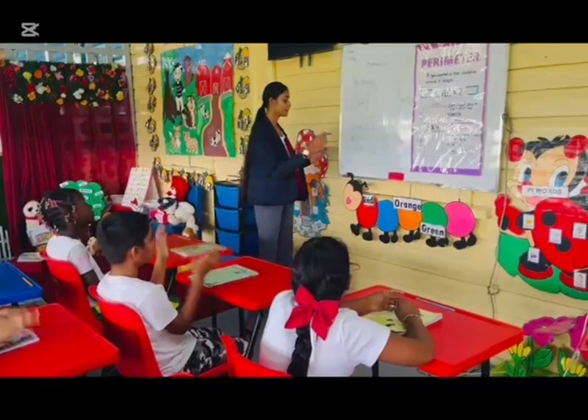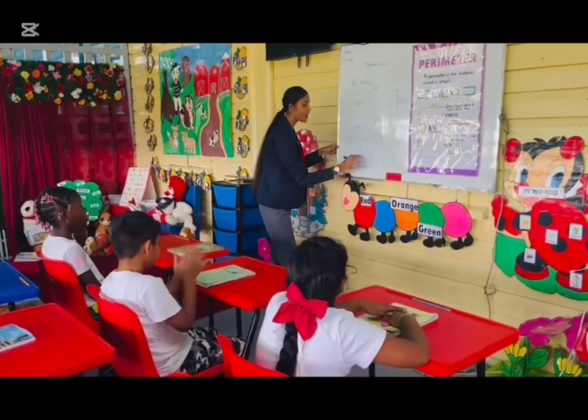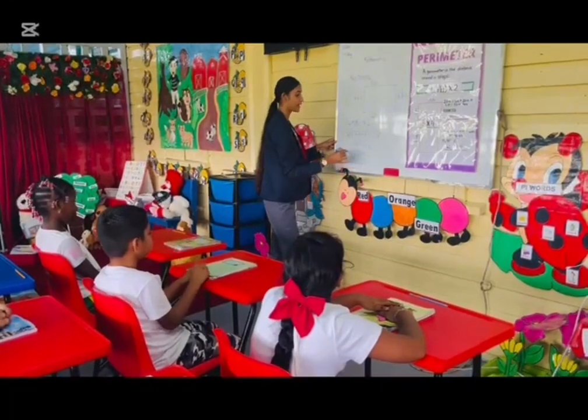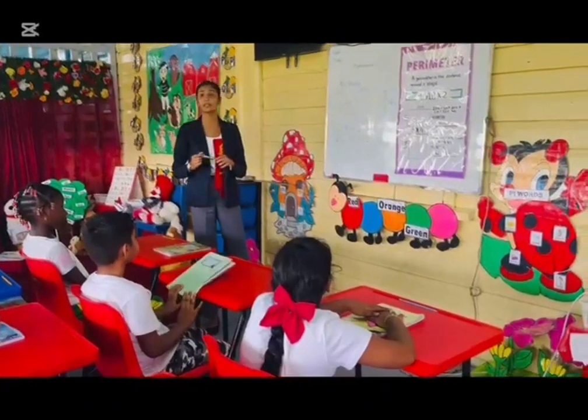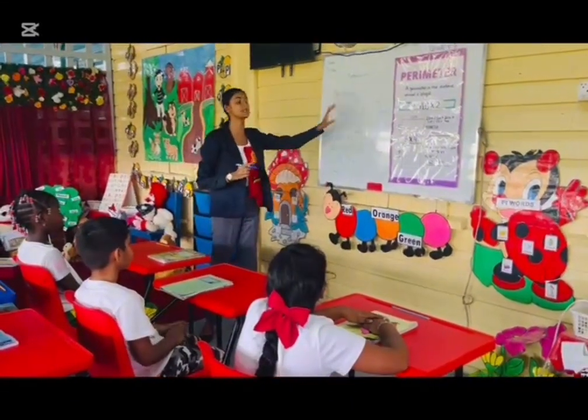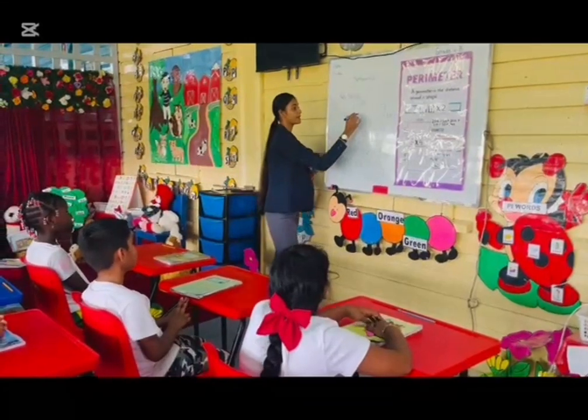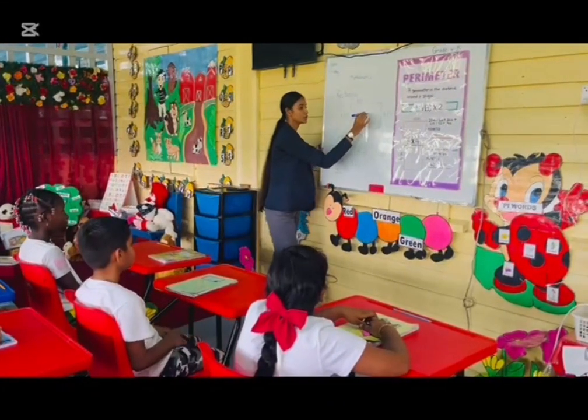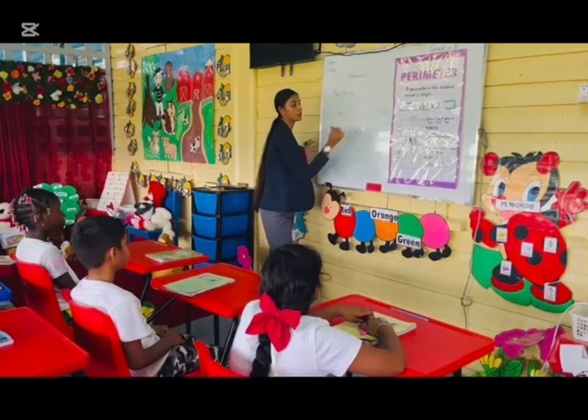22. Give her a clap. We have 22 what? Feet. Good job. Now, so we can say the perimeter for this rectangle is equal to how much? The perimeter is equal to how much? 22 feet. Good job.